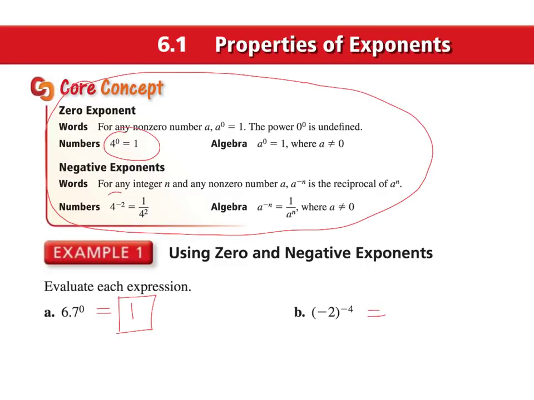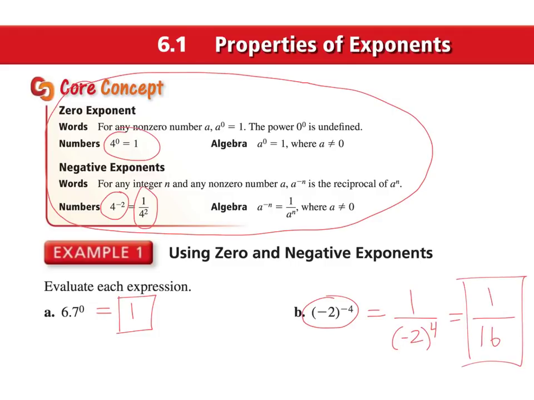All right, when you raise something to a negative power, you switch its position. Right now it's in the numerator position, but we're going to put it in the denominator position. And when you do that, the exponent becomes positive. So now I have 1 over -2 to the 4th power. -2 times -2 times -2 times -2 is 16. There we go, done with that.